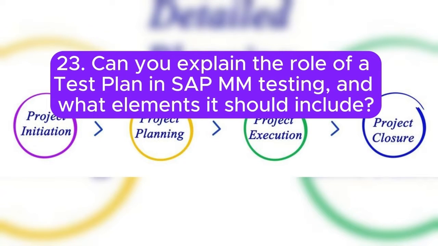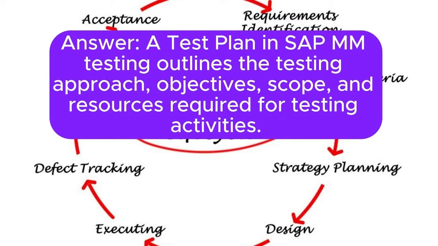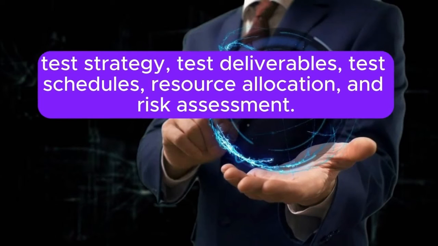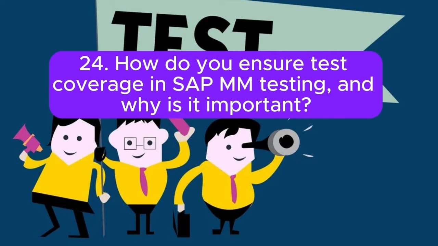23. Can you explain the role of a test plan in SAP MM testing and what elements it should include? Answer. A test plan in SAP MM testing outlines the testing approach, objectives, scope, and resources required for testing activities. It should include elements such as test objectives, test scope, test strategy, test deliverables, test schedules, resource allocation, and risk assessment.